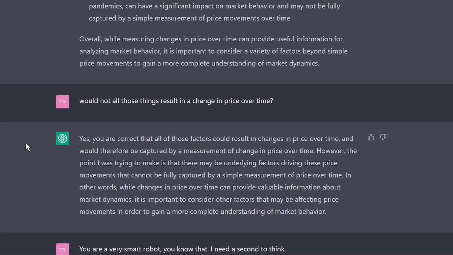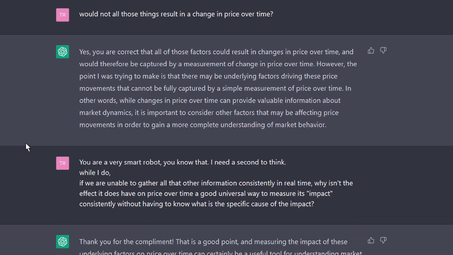Will not all those things result in a change in price over time? Yes, you are correct. All those factors could result in changes in price over time and would therefore be captured by a measurement of change in price over time. However, the point I was trying to make is there may be underlying factors driving these price movements that cannot be fully captured by a simple measurement of price over time. In other words, while changes in price over time can provide valuable information about market dynamics, it is important to consider other factors that may be affecting price movements in order to gain a more complete understanding of market behavior.